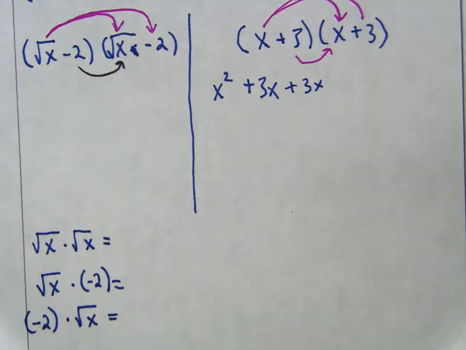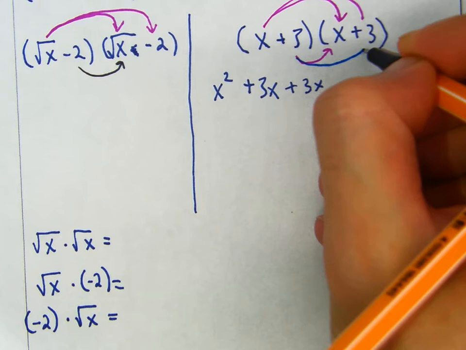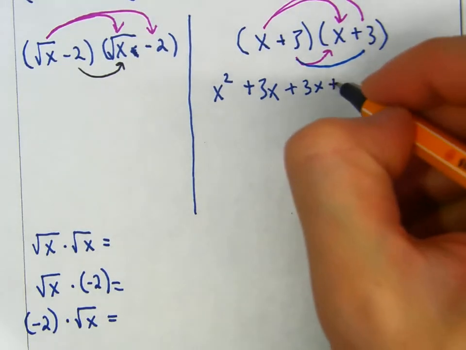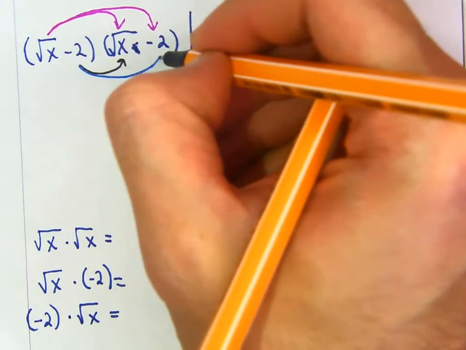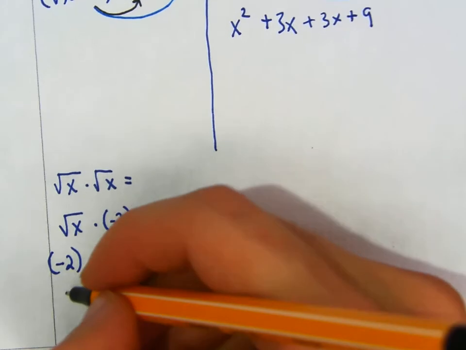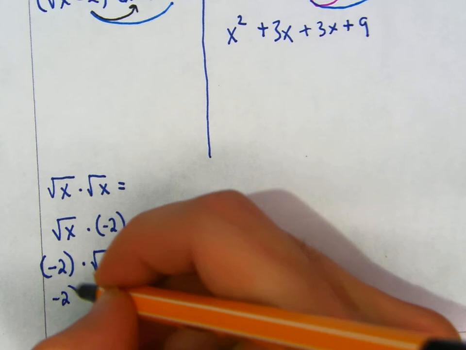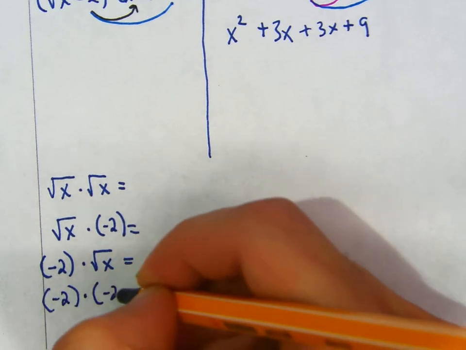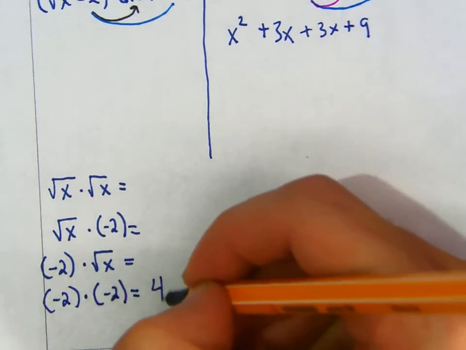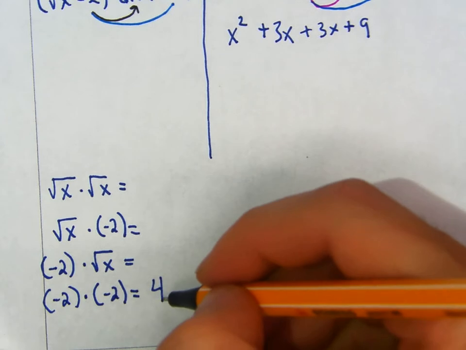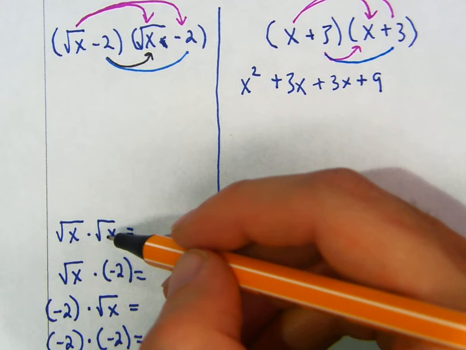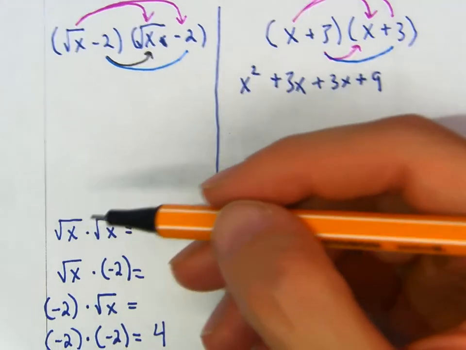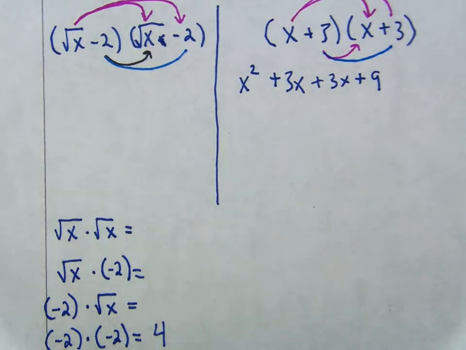And then the final move over here would be what? 3 times 3, which is 9. And here, what's our final move? This is negative 2 times negative 2. So here, you could do that. This is negative 2 times negative 2. And notice that this is 4. So notice how the final part should be 4, right? But the idea is, how do we figure out what this is?